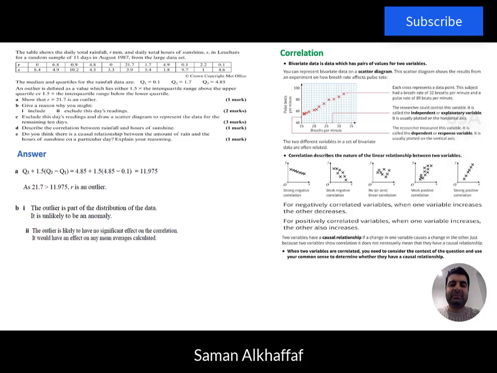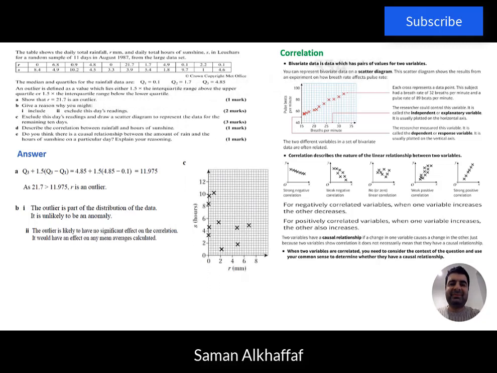For part C, we need to exclude this day's readings and draw a scatter diagram to represent the data for the remaining 10 days. So in this scenario, we have the data shown for C, and we can see the scatter diagram with the total sunshine on the vertical axis, and the rainfall on the x-axis. And for part D, we need to describe the correlation between the rainfall and the hours of sunshine. So in this scenario, we have a weak negative correlation, as shown on the right hand side. That gives an explanation why in the scatter diagram we have this weak negative correlation.